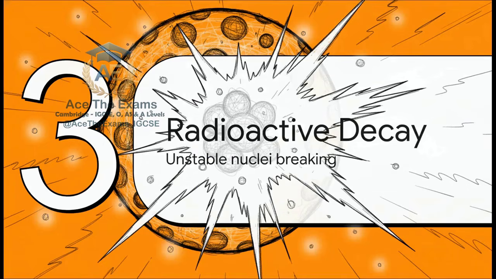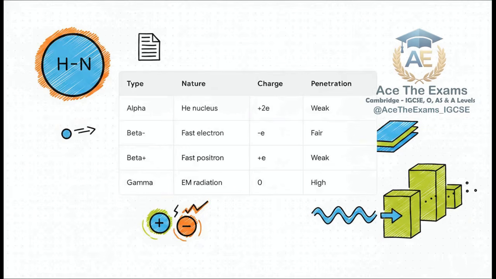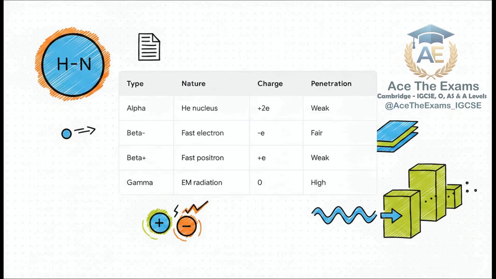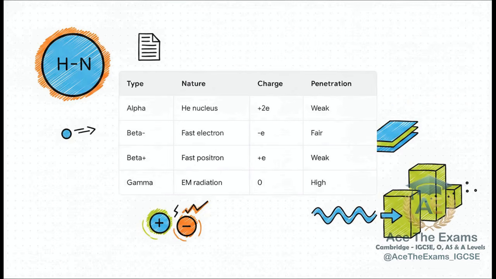Section 3. Radioactive decay types. Let's shift our narrative to what happens when these tightly packed nuclei get a little too unstable and literally start breaking apart. Let's methodically compare the four most common types of decay that occur when a nucleus becomes unstable and needs to release energy. First up, alpha decay.